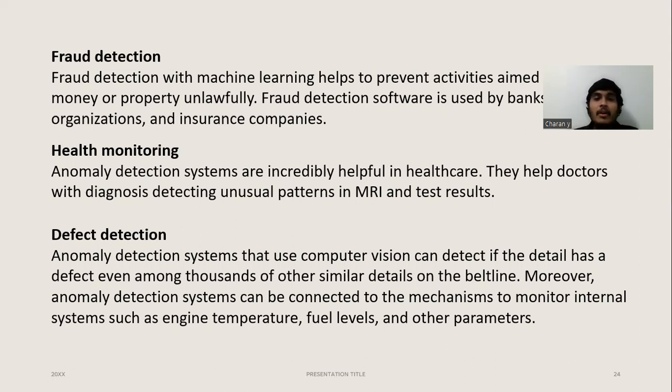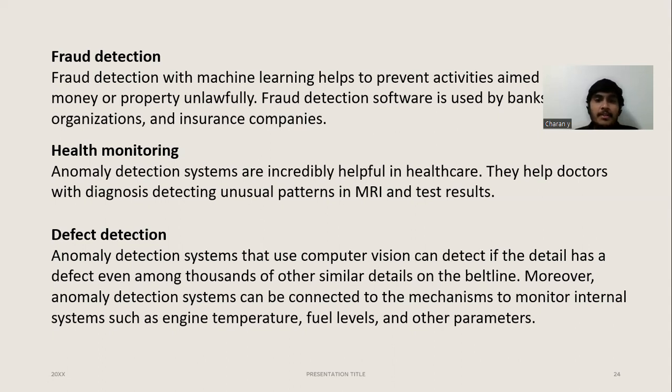Health monitoring. Anomaly detection systems are incredibly helpful in healthcare. They help doctors with diagnosis, detecting unusual patterns in MRI and test results. Usually, neural networks that have been trained on thousands of examples are applied here, and sometimes they give a more accurate diagnosis than doctors with 20 years of experience.